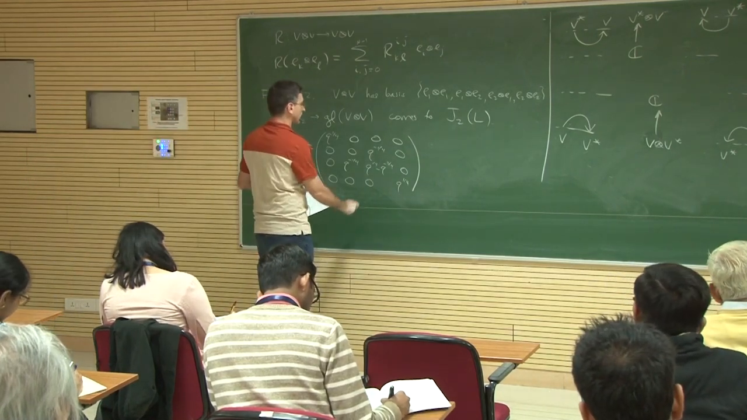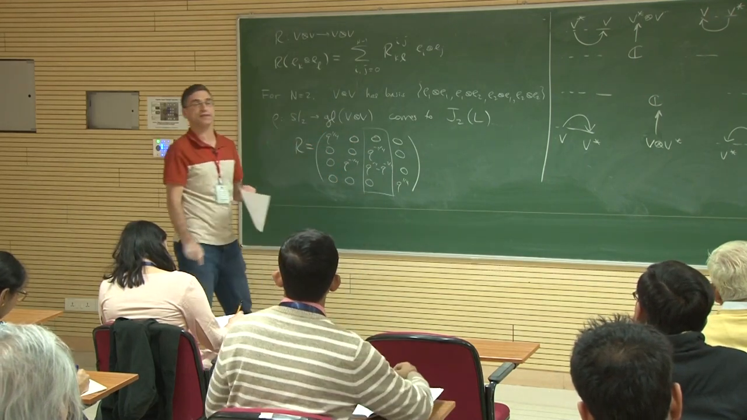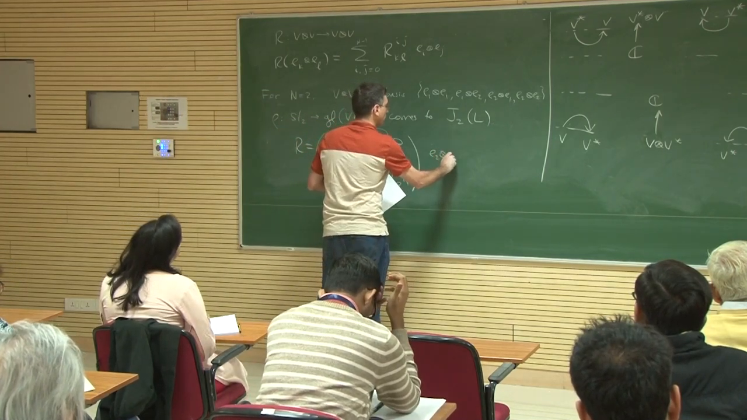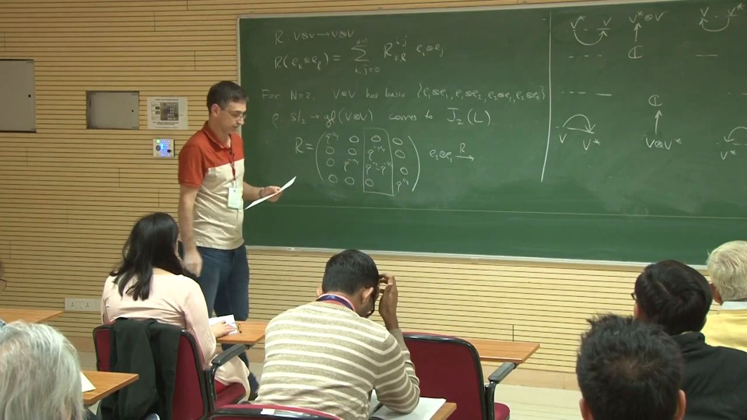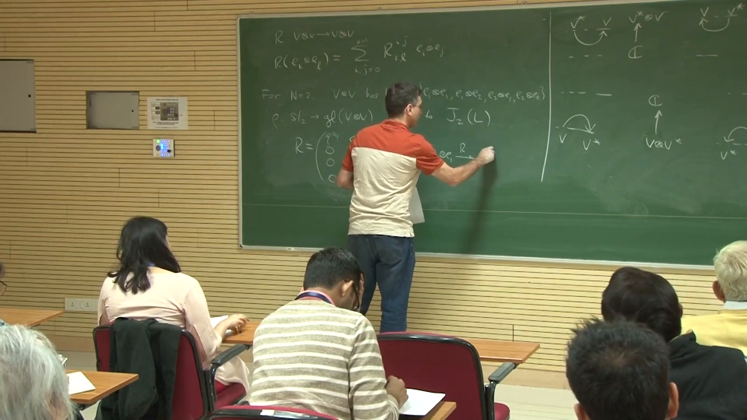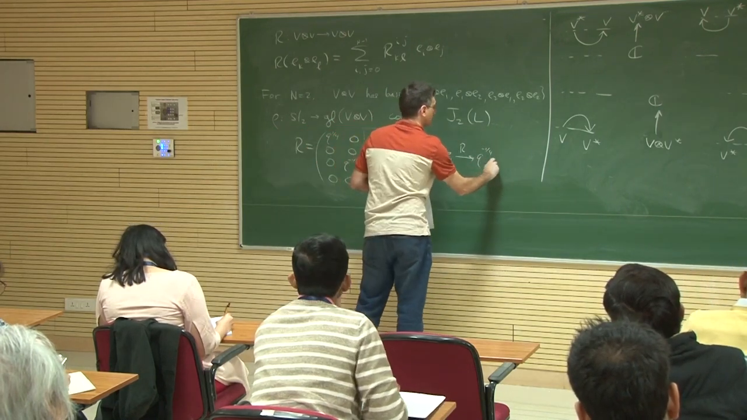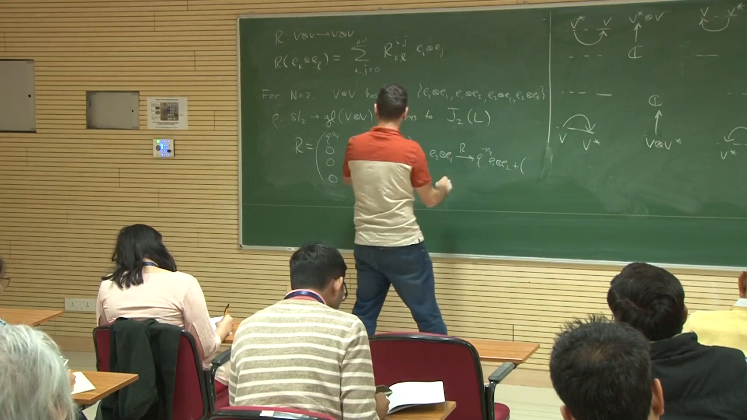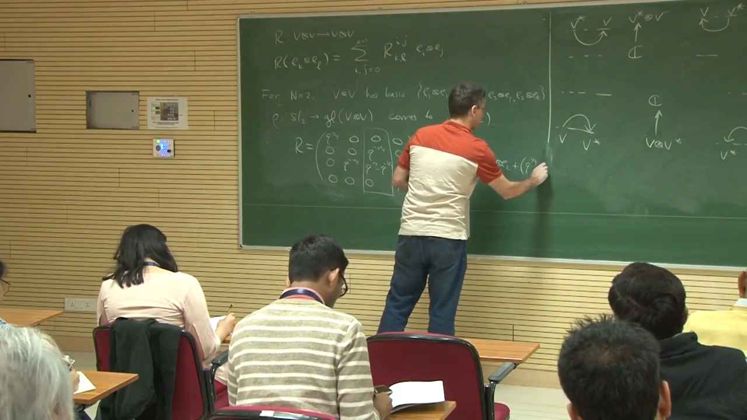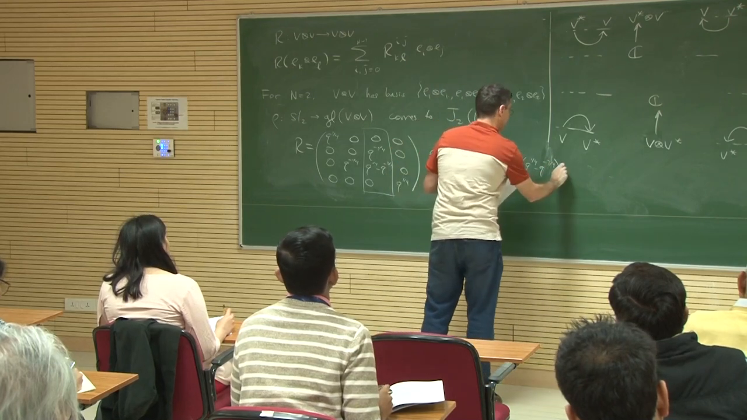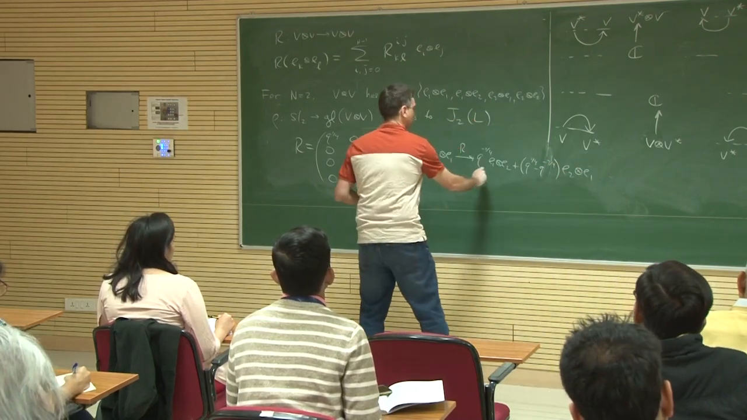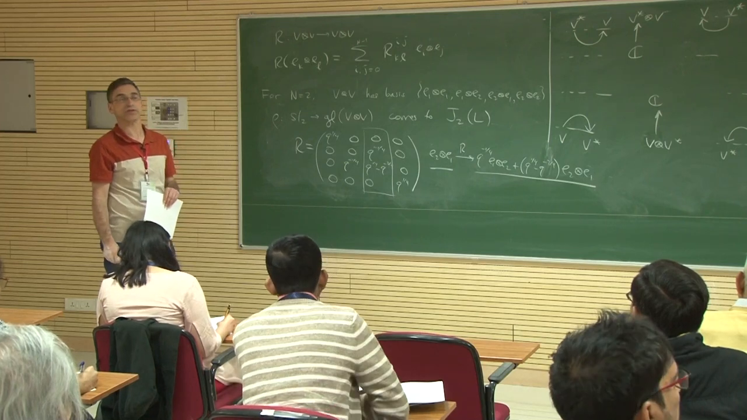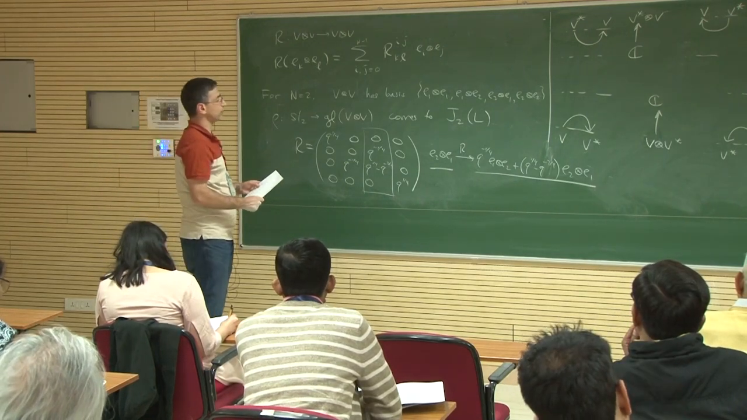So what does this column mean? Just so we're all clear, that means that E2 tensor E1 is sent by R to Q to the minus 1/4 times the second basis element, E1 tensor E2, plus this expression, Q to the 1/4 minus Q to the minus 3/4, times E2 tensor E1. So this expression is the image of that element. It's non-trivial.